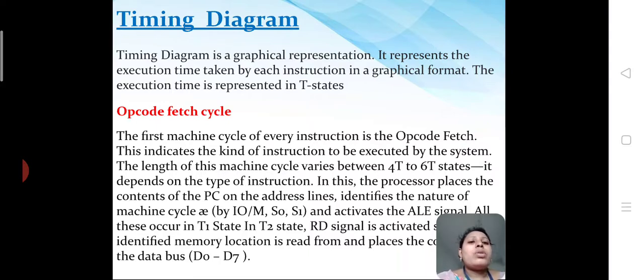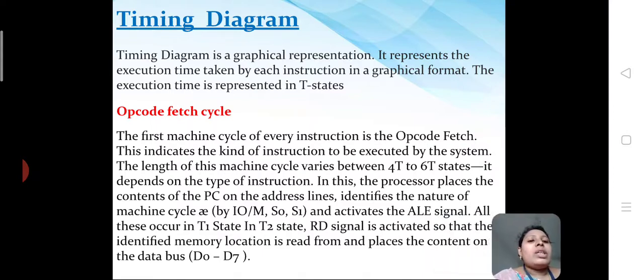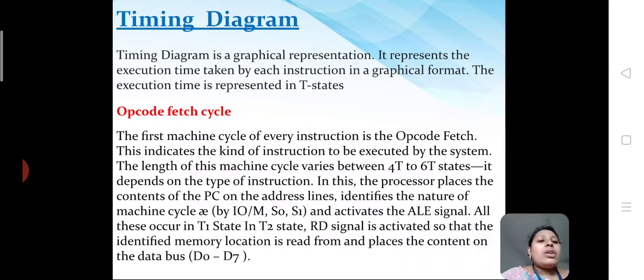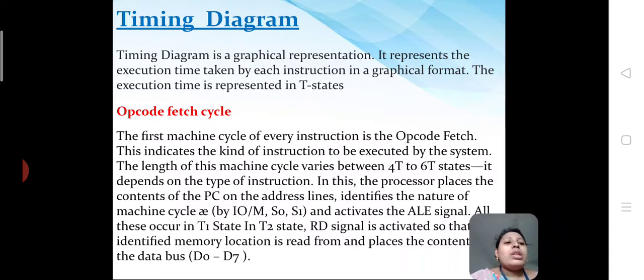In this, the processor places the contents of the PC on the address lines, identifies the nature of the machine cycle by IO/M bar, S0 and S1, and also activates the ALE signal. Here ALE means address latch enable. All these occur in the T1 state. In the T2 state the read signal is activated so that the identified memory location is read from and its content is placed on the data bus D0 to D7.